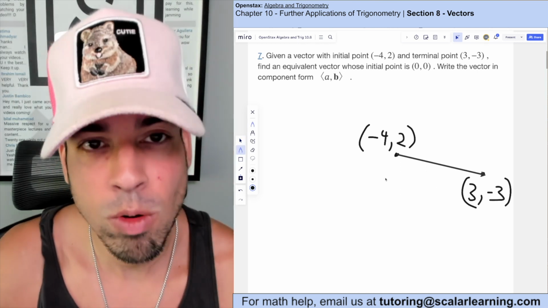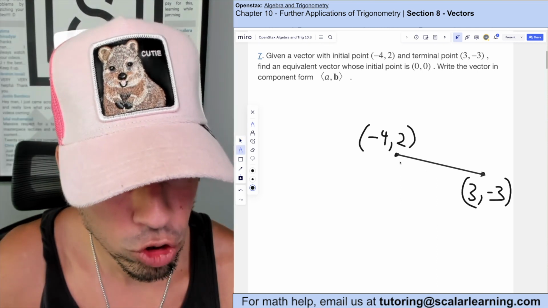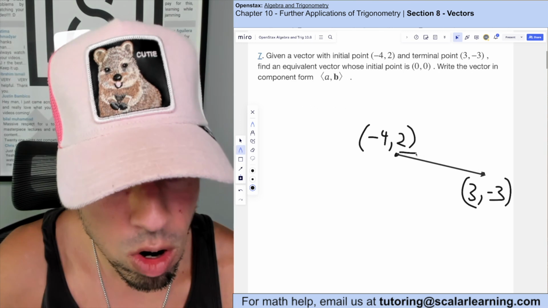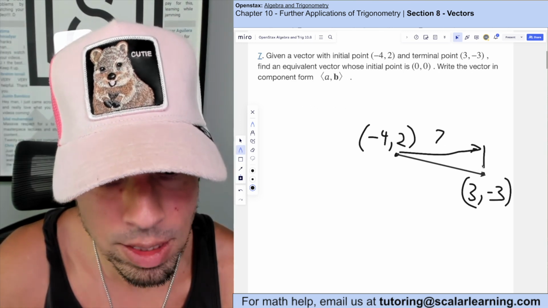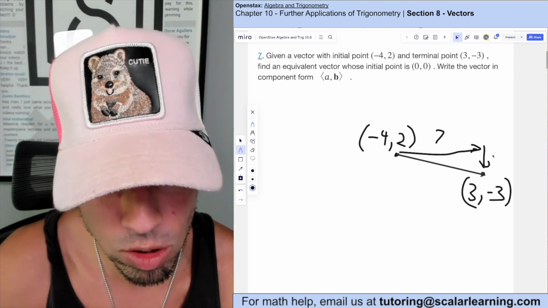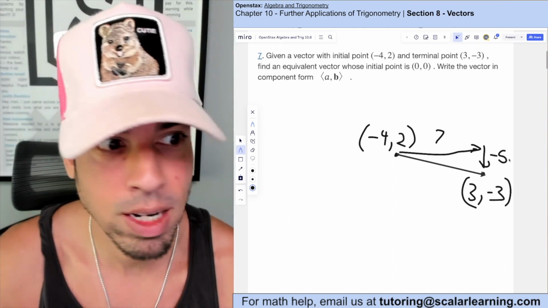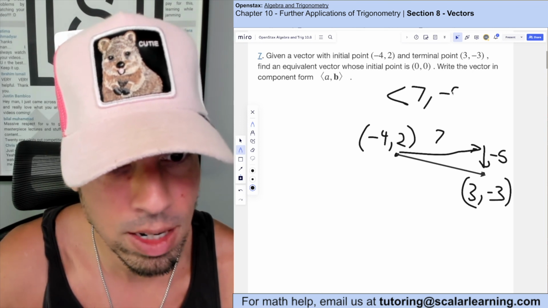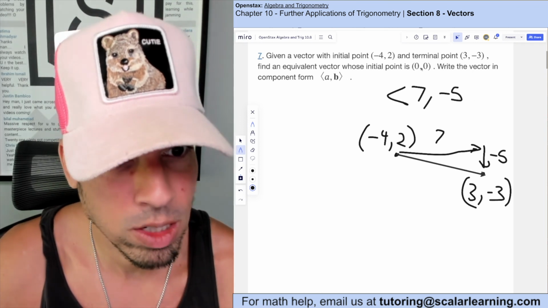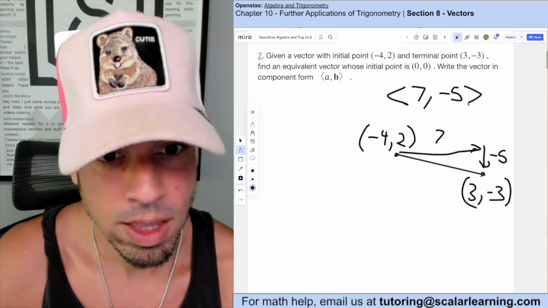So really what we're looking at is, what's the distance we're traveling? We're going across from -4 to 3, so we're going across by +7. And then we're going down, from 2 to -3. That's going down by 5, which is indicated by -5. So the component form, therefore, would be ⟨7, -5⟩. Those are the movements from (0, 0). That's how you do it.